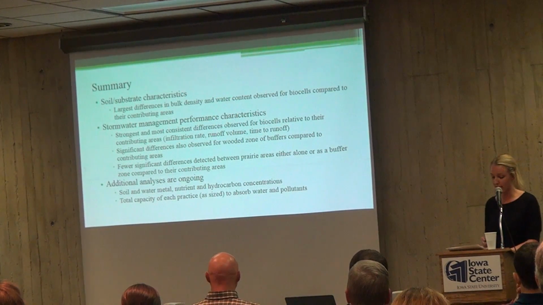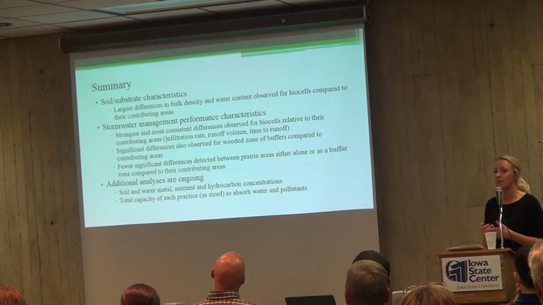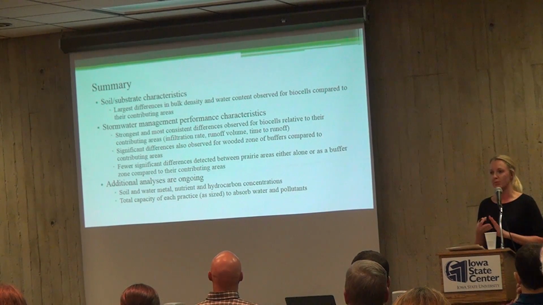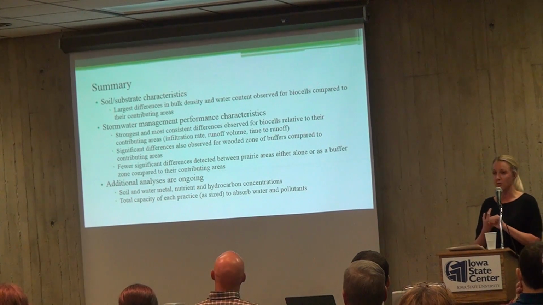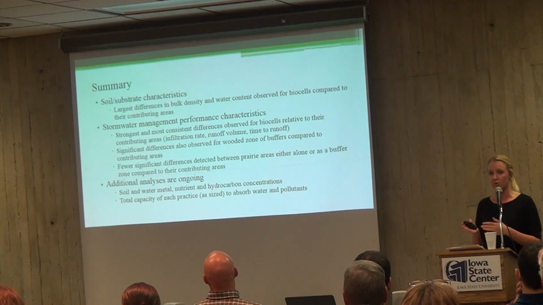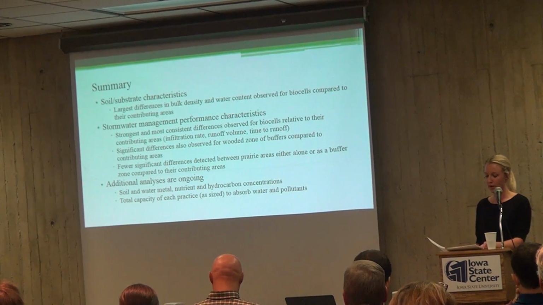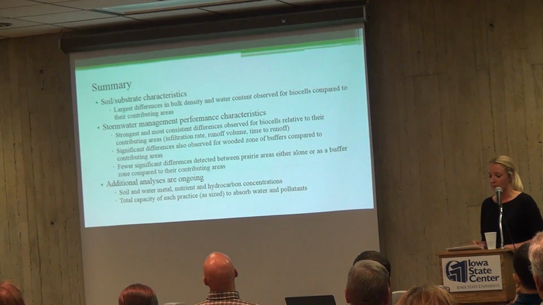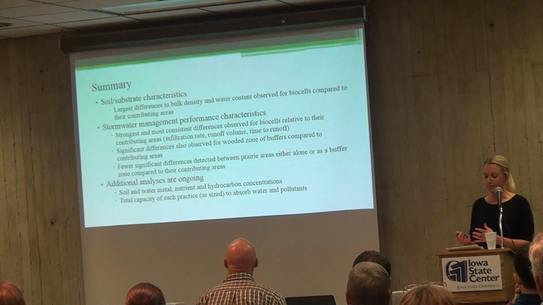So in summary, among the soil characteristics, we observed the largest differences in bulk density and water content within our biocells. Within our performance characteristics, and these would be average infiltration, time to runoff, or runoff volume, we saw the strongest and most consistent differences within the biocells and the wooded zones of the buffer, between those practices and their respective contributing areas. We did see fewer significant differences detected between the prairie areas, either acting alone as a buffer, alone as a BMP, or as part of the buffer system.